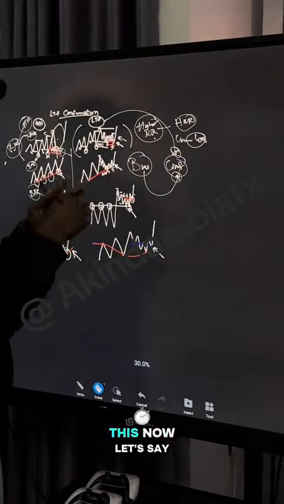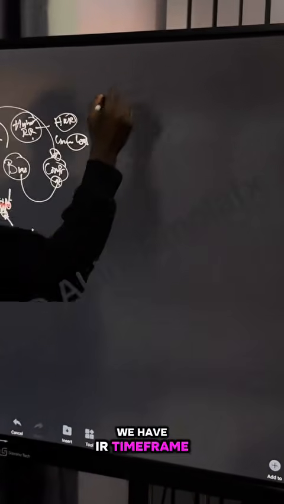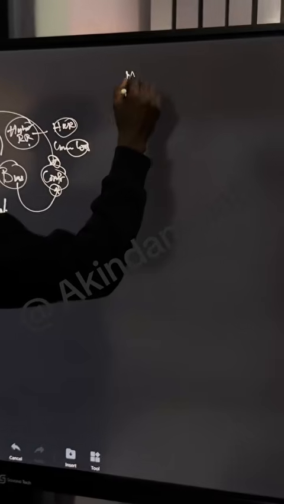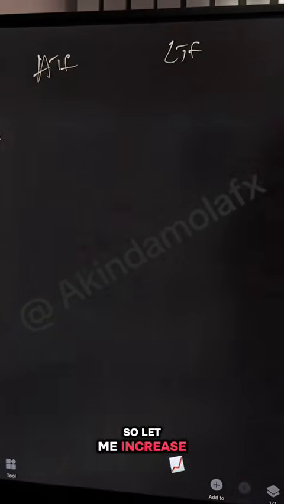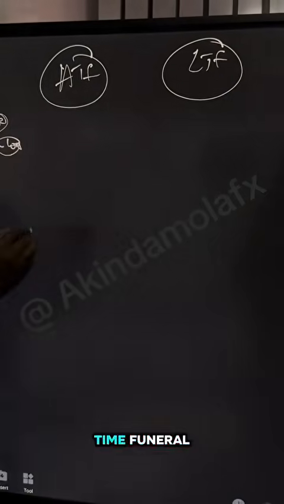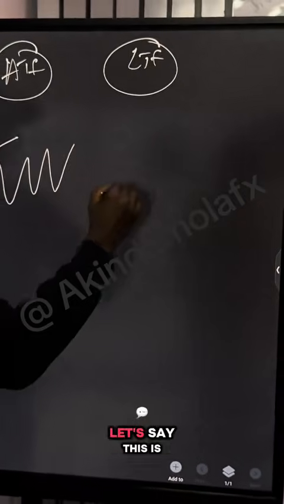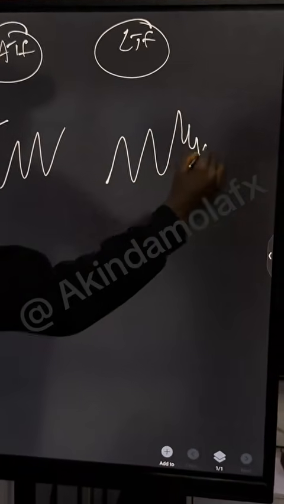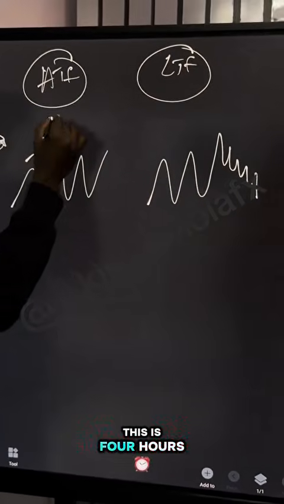So in terms of this now, let's say we have higher time frame, HTF, LTF. So let me increase my pen. So HTF, LTF. So now on your higher time frame, let's say this is 4 hours. This is your 4 hours. So now, being this your 4 hours, let's say this is what you have on your lower time frame.